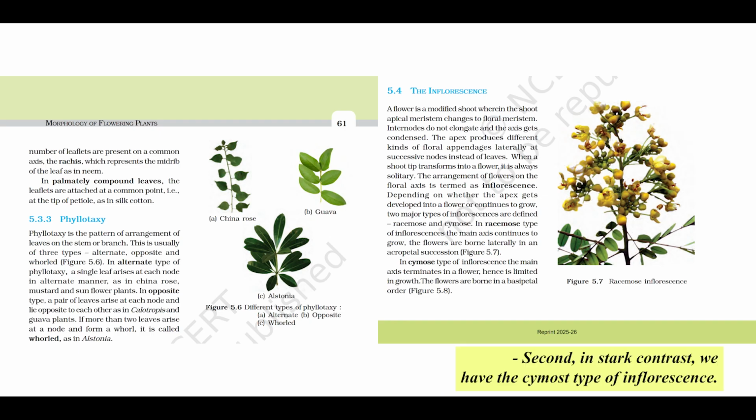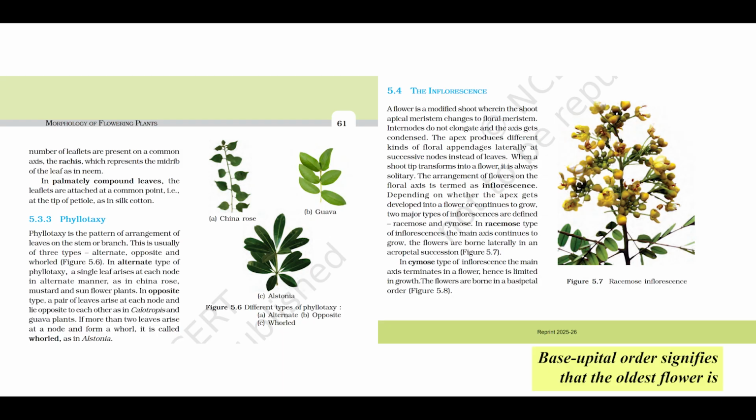Second, in stark contrast, we have the cymose type of inflorescence. In the cymose inflorescence, the main axis terminates in a flower. This very act limits its growth. Once the apex becomes a flower, it can't grow any further in that direction. Because the main axis ends in a flower, the flowers are borne in the basipetal order. Basipetal, so opposite of acropetal.